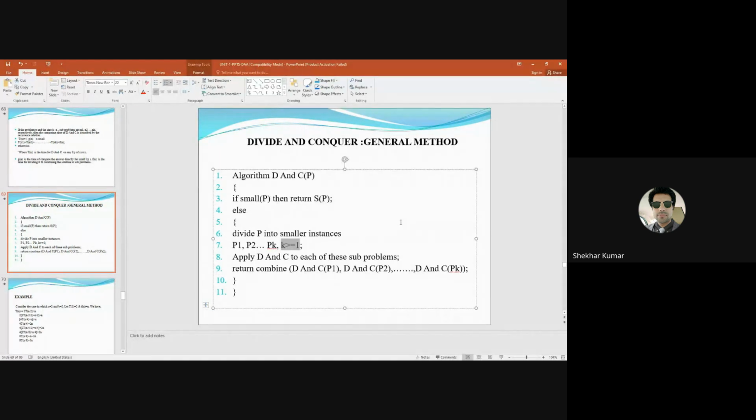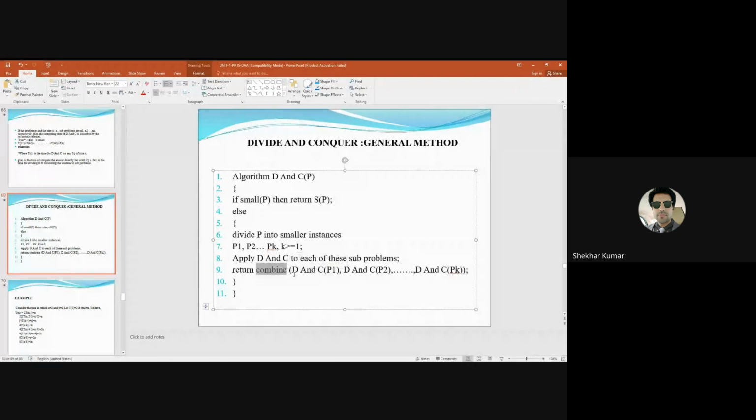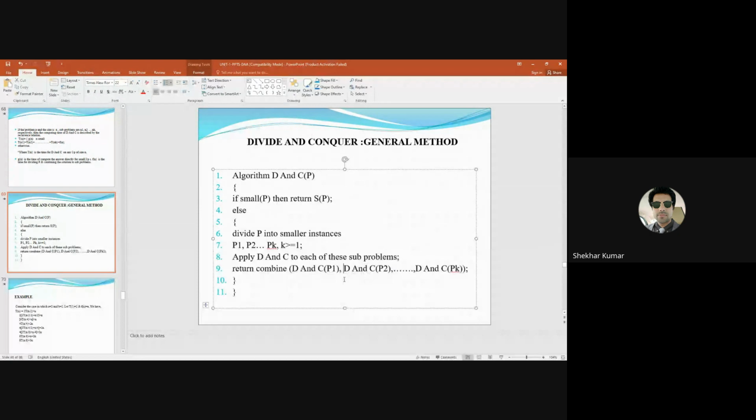After dividing the problem, I will apply the divide and conquer approach, the second and third steps, to these subproblems. I will find the solution of each subproblem, and after that I will combine all the subproblem solutions. You can see divide and conquer of P1, divide and conquer of P2, and divide and conquer of Pk.